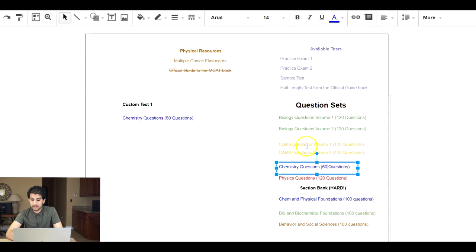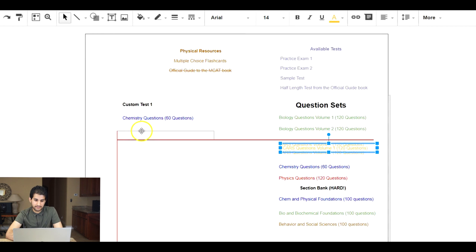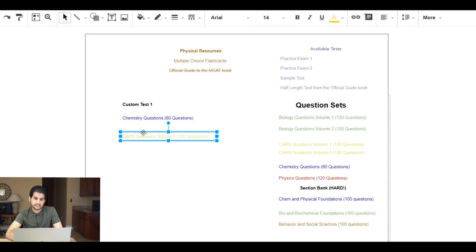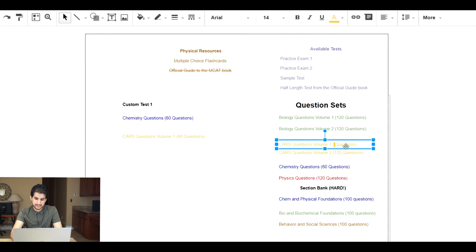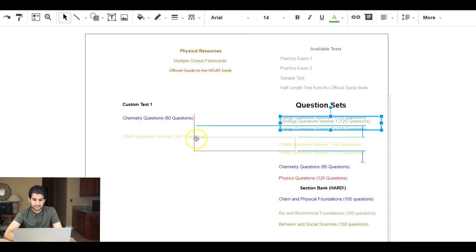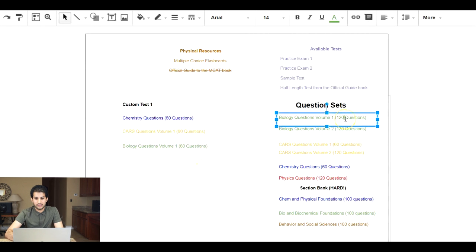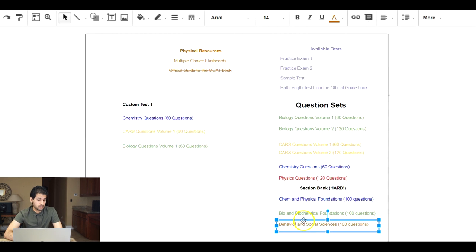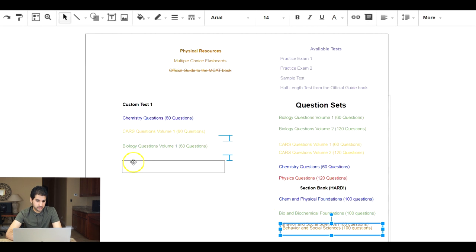The next thing is the CARS portion. So we want to take the CARS question set, and we're only taking 60 questions. So again, half of the set. And that leaves us with 60 questions in this volume one. The third portion is the biology portion. And so we've used up 60, so we have 60 left as part of volume one. Lastly, we want to take the behavior and social sciences questions. So we're taking 50 of those questions, which is half of the 100 questions.